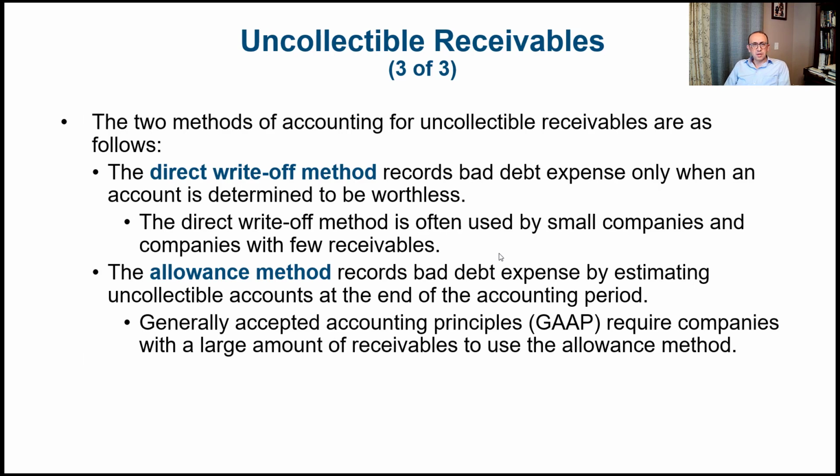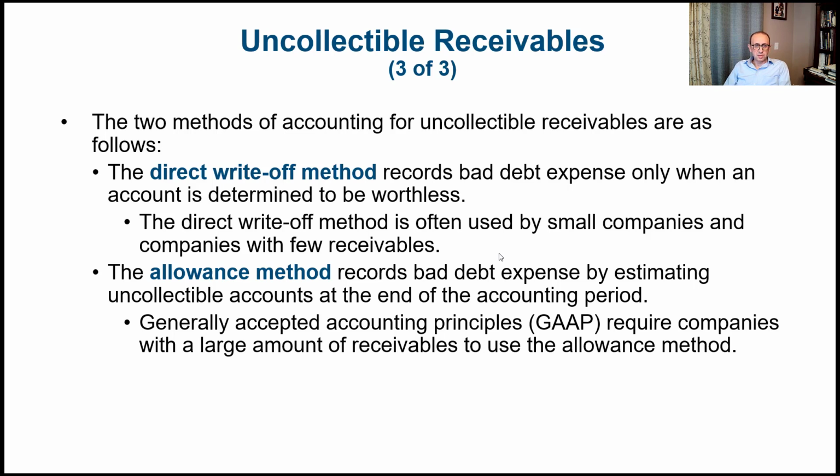The two methods of accounting for uncollectible receivables are the direct write-off method and the allowance method. The direct write-off method is an easy method, it's very logical. The only problem is it's not accepted by GAAP, or generally accepted accounting principles, if the business has a lot of accounts receivable. But it's permissible if the business has very few accounts receivable. The direct write-off method records bad debt expense only when an account is determined to be worthless. When it happens, we record it as bad debt expense. So it is often used by small companies and companies with very few receivables.